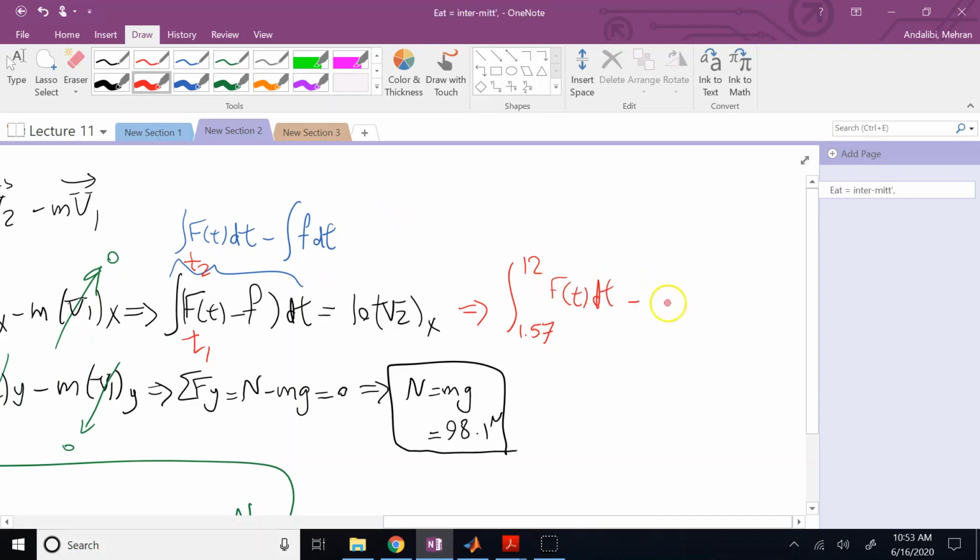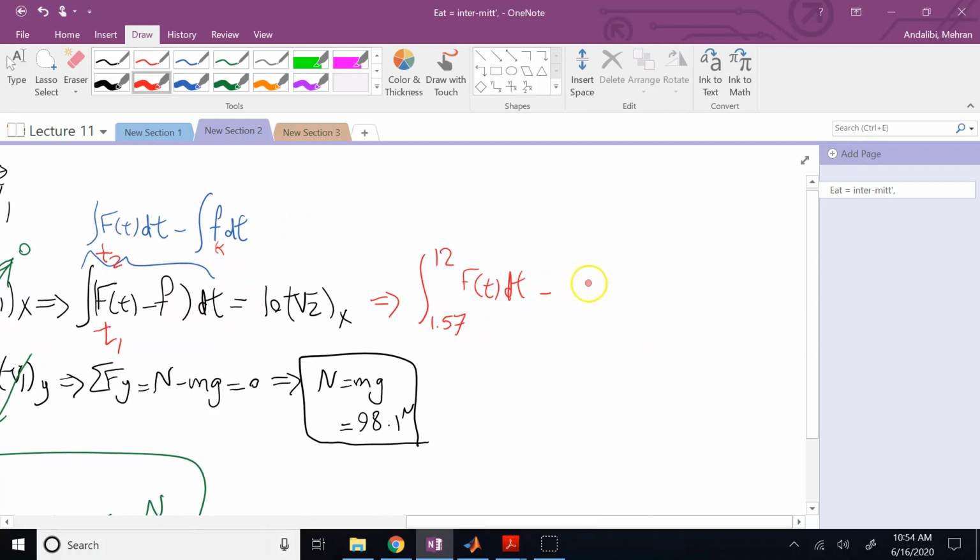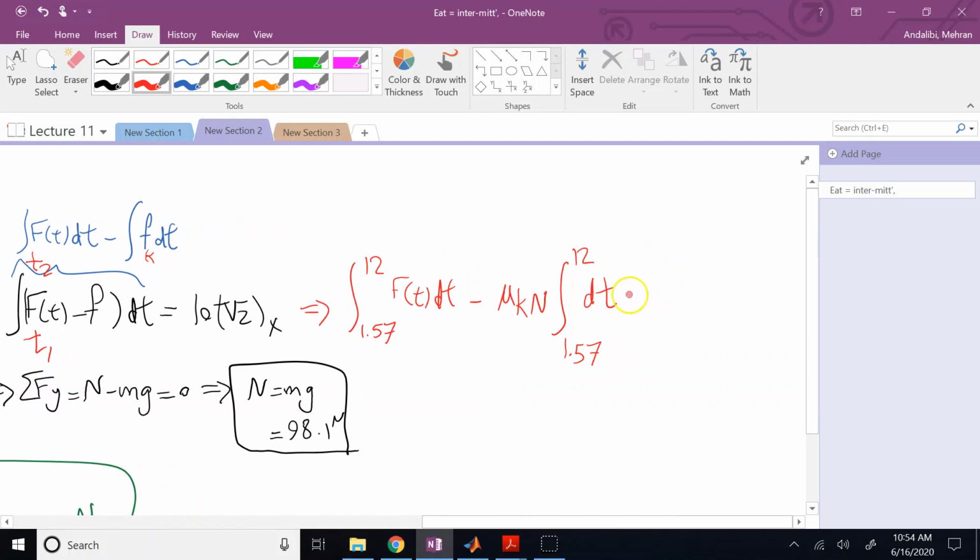minus, now in that region, I know the motion exists, so this guy is going to be now what? F_k, and F_k is what? Mu_k times N of integral dt, and again t is from 1.57 to 12, so this is a constant. I brought it out of the integral. This is equal to m times v2x, right? So this is integral of dt, so it's going to be delta t.